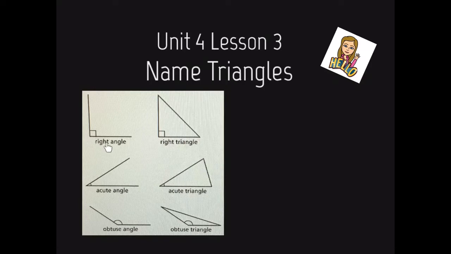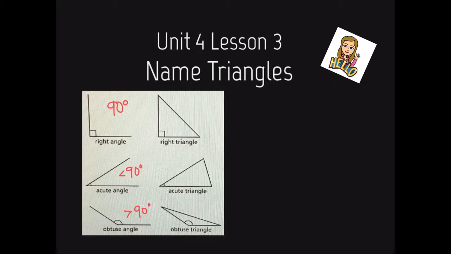Remember that right angles are exactly 90 degrees. Acute angles are less than 90 degrees. And obtuse angles are greater than 90 degrees. But remember, less than 180 because 180 degrees would be a straight angle.